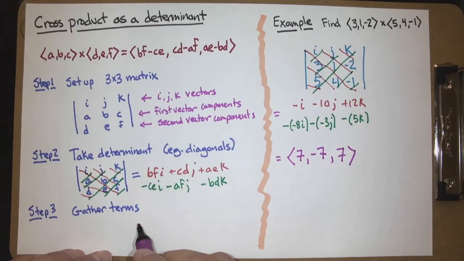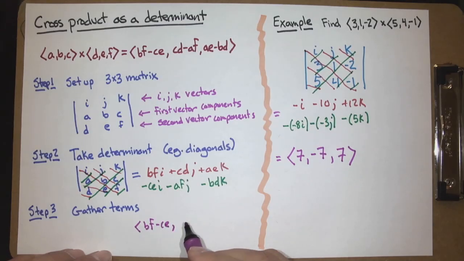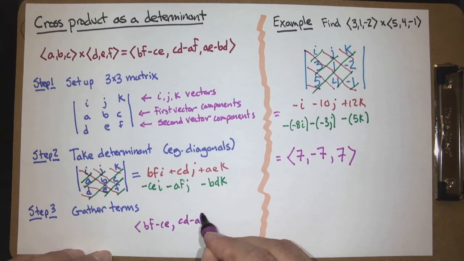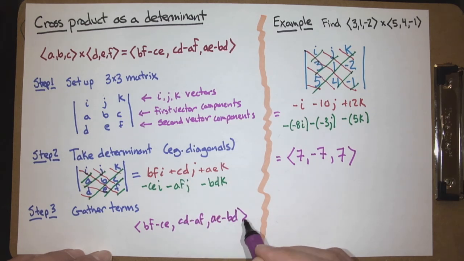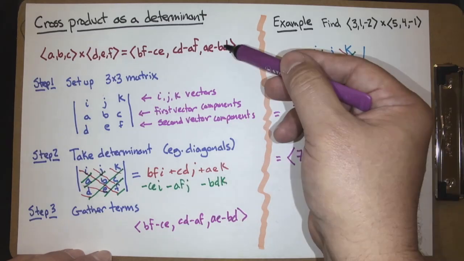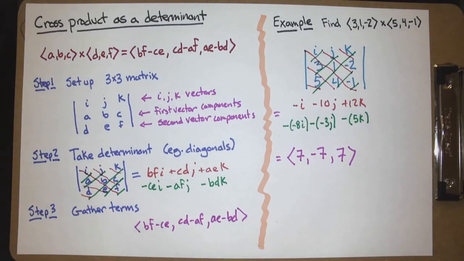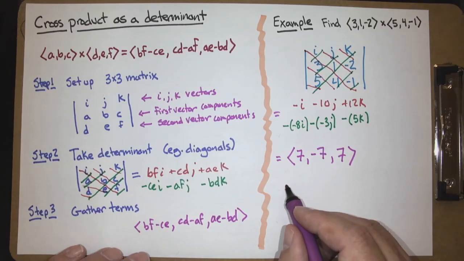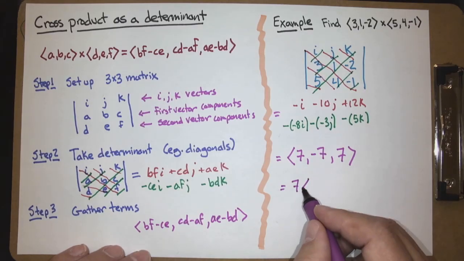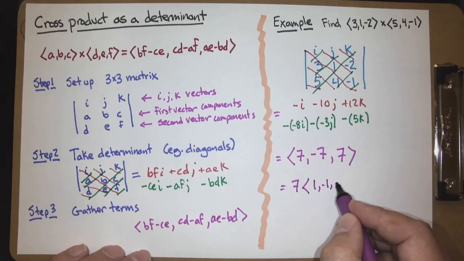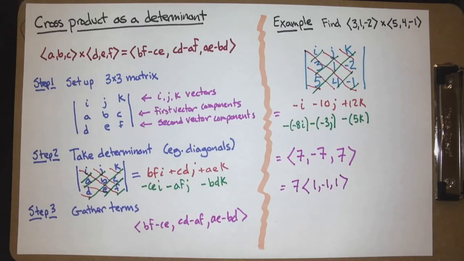And down here, what would you get? You get BF minus CE, right? The BF minus CE, the CD minus AF, good, and the AE minus BD. And if you check, the formula that we got on the previous matches this one. So we'll always produce the right answer. On a side note, this is a case where we have a common factor, so it might be easier to work by pulling out a 7.